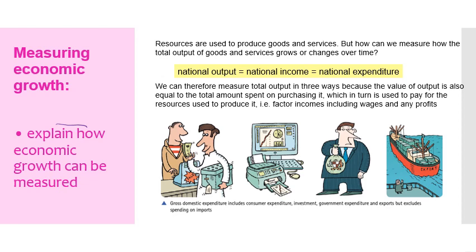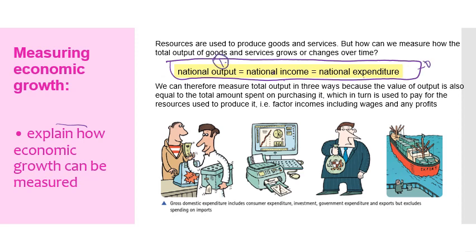I can measure the total output in a country in 3 different ways, because the value of output should be equal to that of national income and to that of national expenditure. So I can choose whatever method that I would like. So remember this, it means they should be equal to each other, and they are different ways to measure total output in a country. So it's either this way, national output, national income, or national expenditure.